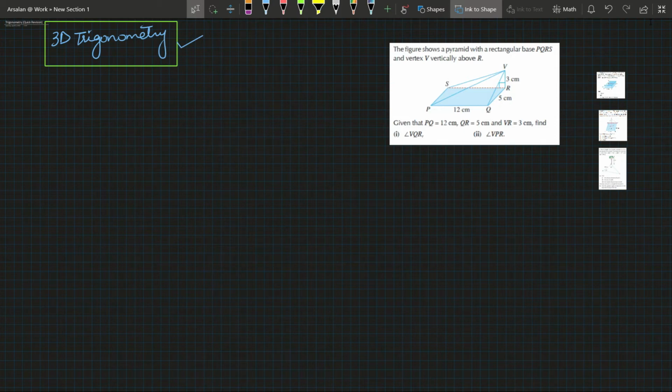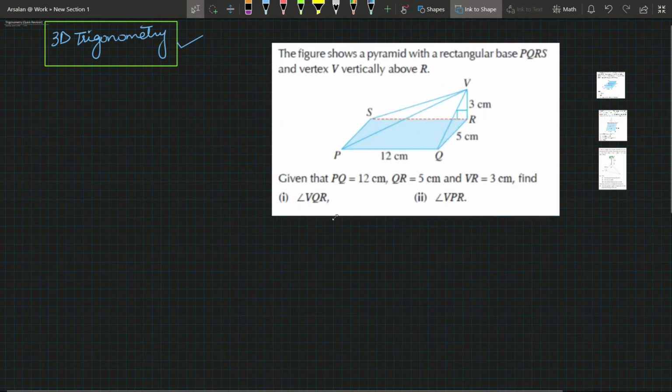In this video we'll discuss three-dimensional trigonometry. Now on the screen, as you can see, the three-dimensional questions will look like this, which I have put here. This VR line is a vertical line and PQRS is a horizontal plane, right? And always remember that vertical and horizontal will always make a 90-degree angle. Okay, so this is something new in this trigonometry topic, in which we are discussing three-dimensional.